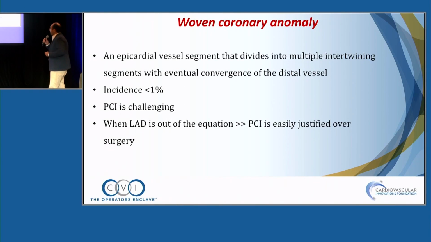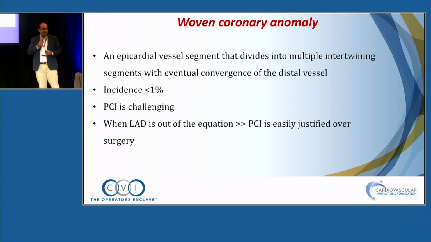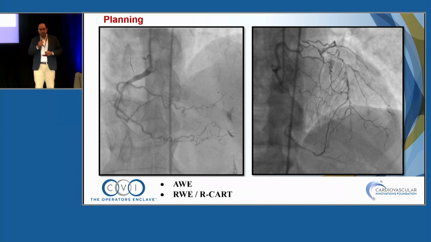Woven coronary anomaly is an epicardial vessel segment that divides into multiple intertwining segments with eventual convergence at the distal segment of the artery. It's a rare anomaly with reported incidence of less than 1%. PCI is usually challenging in such context. However, when the LAD is out of the equation, PCI is easily justified over CABG in those patients.